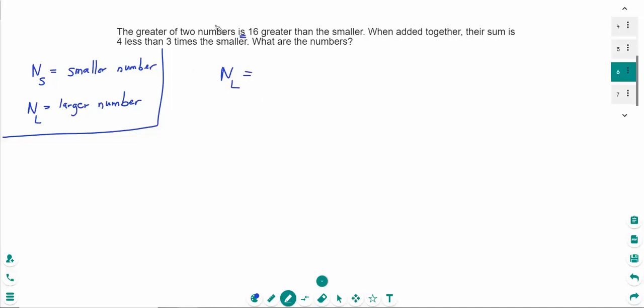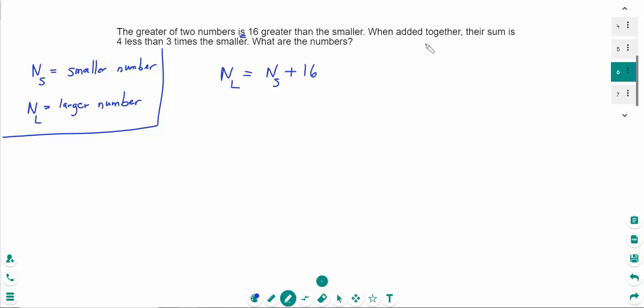So the greater of the two numbers is 16 greater than the smaller. Think of this in terms of the larger number being everything that the smaller number is, and in addition, 16 more. So it's all of the smaller, n sub s, plus an additional 16. That is what n sub l, the greater number, is. So there's our first equation.